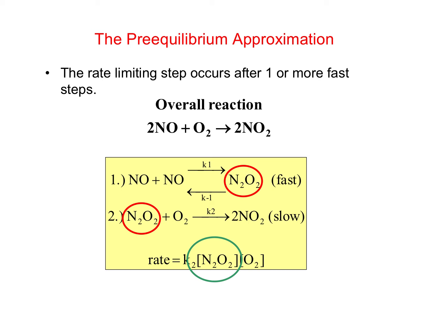Now the reason I've circled this N2O2 in both the reaction and in this rate law is N2O2 is an intermediate. And determining the concentration of intermediates can be very hard. And so generally, we don't want a rate law for an overall reaction to include an intermediate. So while this rate law may be formally correct, it's not very useful. And so we want to somehow get rid of intermediates in our rate laws. And we can do that by employing what we call the pre-equilibrium approximation, at least in this example. So let's see what's involved with that.